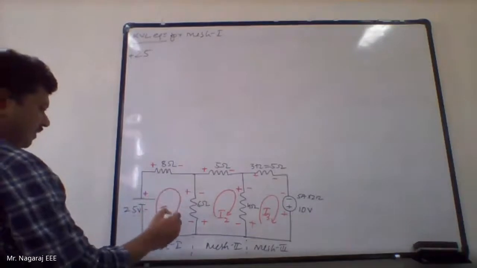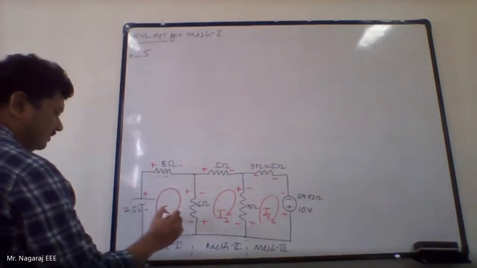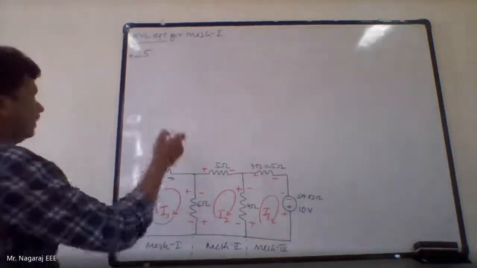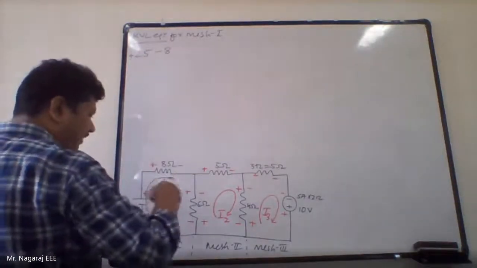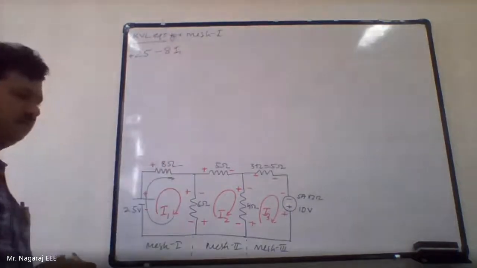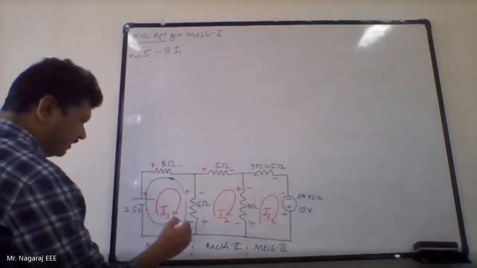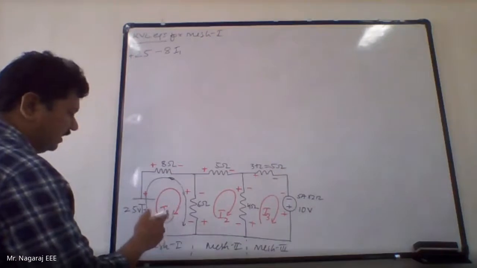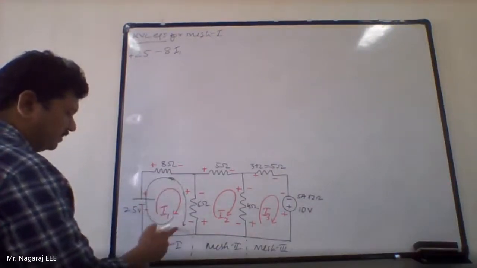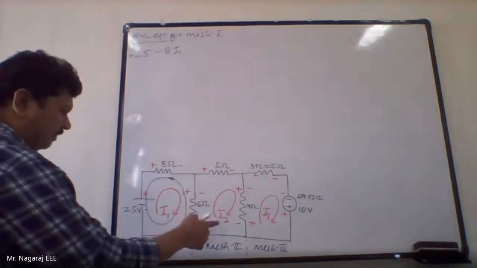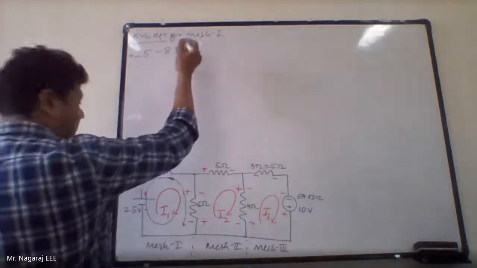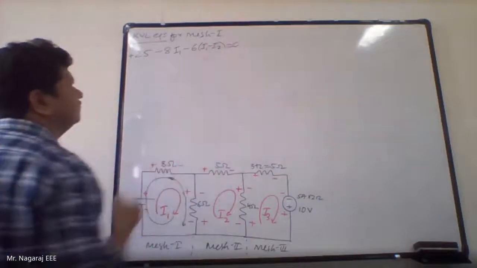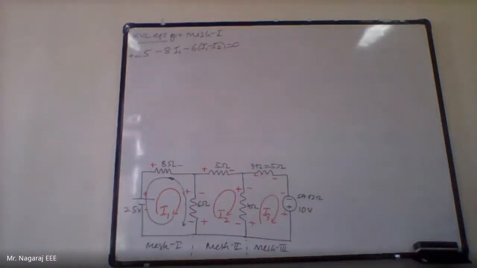come into 8 ohm. Okay. When I am tracing this 8 ohm resistor, then there is a fall in potential. Okay. So minus 8 into mesh current I1. Next, when I am tracing further the 6 ohm resistor in mesh 1, it is fall in potential. Okay, it is fall in potential, and the current I1 is flowing in mesh 1, I2 is flowing in mesh 2. So I2 is opposing I1. So therefore, I will take minus 6 into I1 minus I2 is equals to 0.